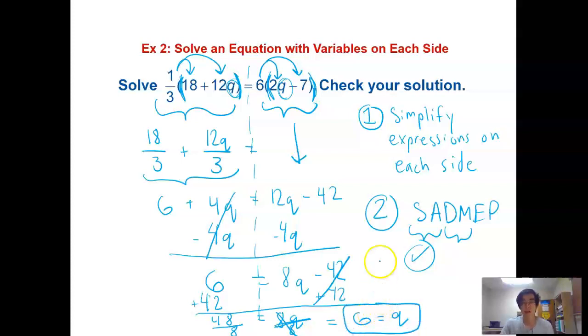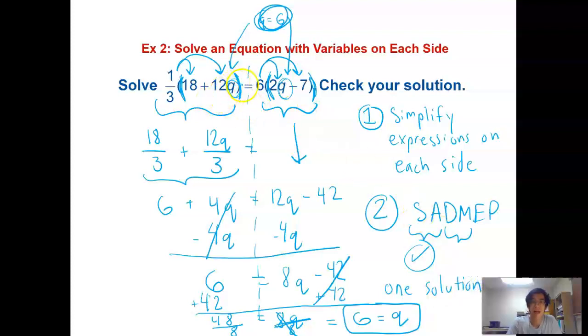Once again, if you want to check your solution, all you do is plug 6 back into where q is, to figure out whether that's true or not. And if you notice here, only q equals 6 works in this equation, meaning that this is only one solution. Only one solution works in this equation. If I try to have q equals 7 or q equals 8 and I plug it in here, it's not going to work, because both sides of the equation are not going to equal each other.